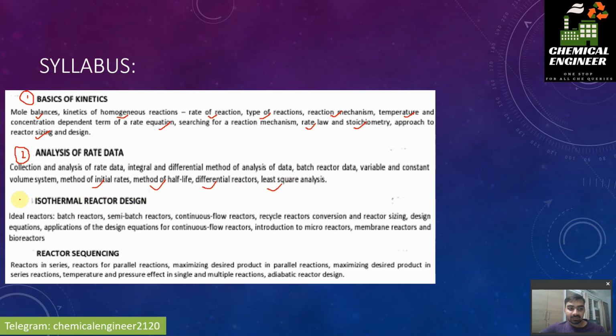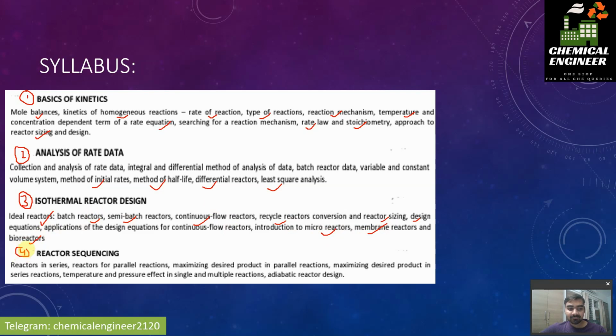In the third chapter we have isothermal reactor designing. So in this we will design a reactor. How to design a reactor, that we will see, and we will also see the types of reactor and their governing equations. So there are ideal reactors, in which we will include batch, semi-batch, continuous flow, recycle, and then others. And then we will study about the designing of a reactor. Micro reactors are there, membrane reactors are there, bioreactors are there. So all those we will cover in the third chapter.